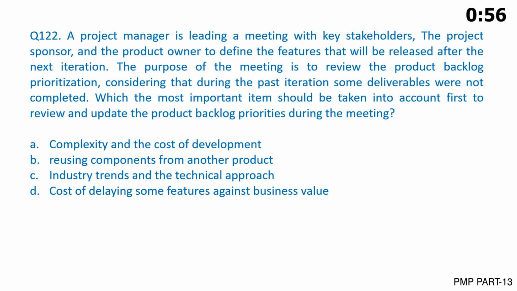A project manager is leading a meeting with key stakeholders, the project sponsor, and the product owner to define the features that will be released after the next iteration. The purpose of the meeting is to review the product backlog prioritization, considering that during the past iteration some deliverables were not completed. Which is the most important item that should be taken into account first to review and update the product backlog priorities during the meeting?